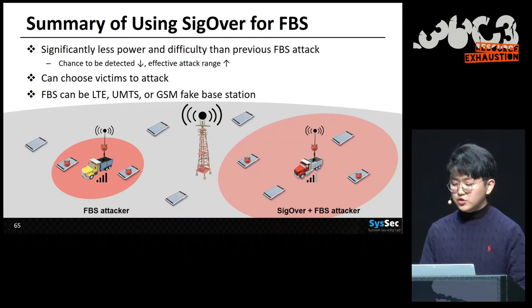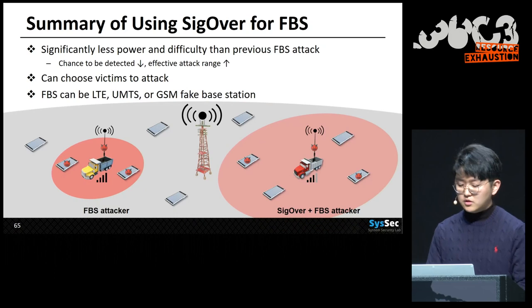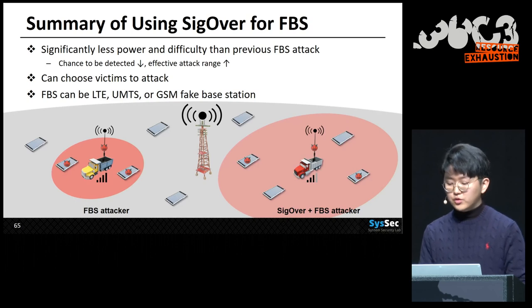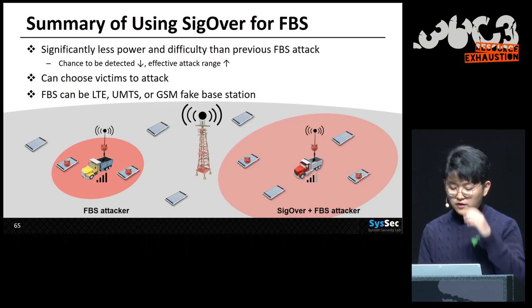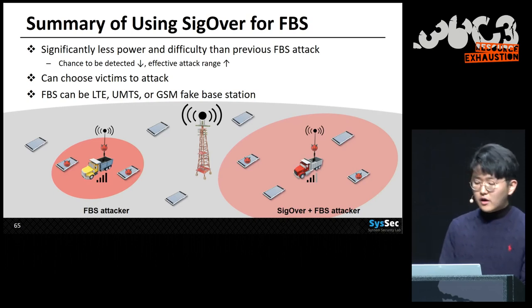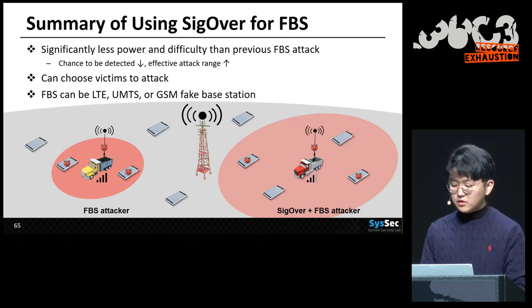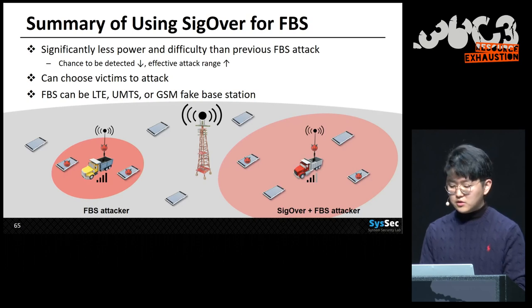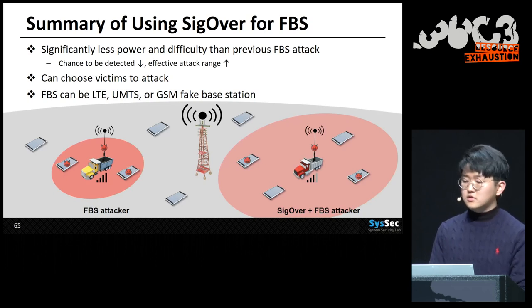Second, the attacker can choose which victim to move to the fake base station. Since the attacker injects a unicast message, only the targeted UE is affected. Therefore, the chance of being detected is also reduced, and it allows the attacker to definitely force the target to attach to a fake base station. Finally, the attacker's fake base station can be not only an LTE base station, but also a 3G or 2G base station. As 3G or 2G base stations are more vulnerable, the attacker can perform more severe attacks.